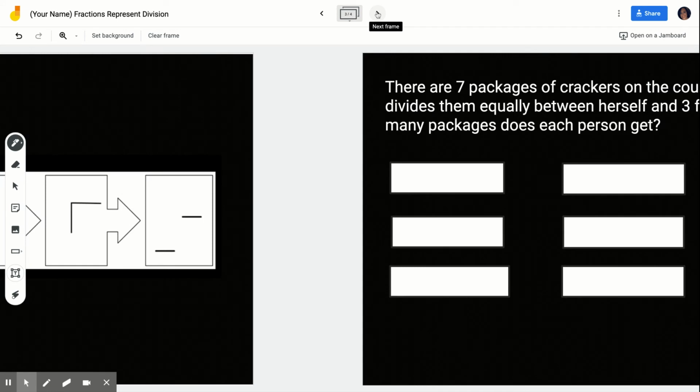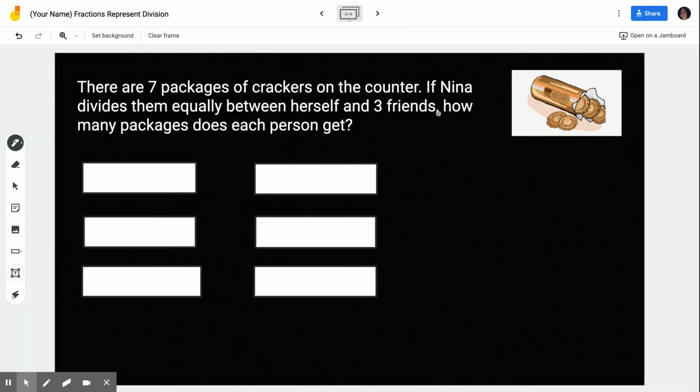And let's take a look at the last problem. This is a word problem. So this is how you will see that skill as division. We have a word problem. There are 7 packages of crackers on the counter.